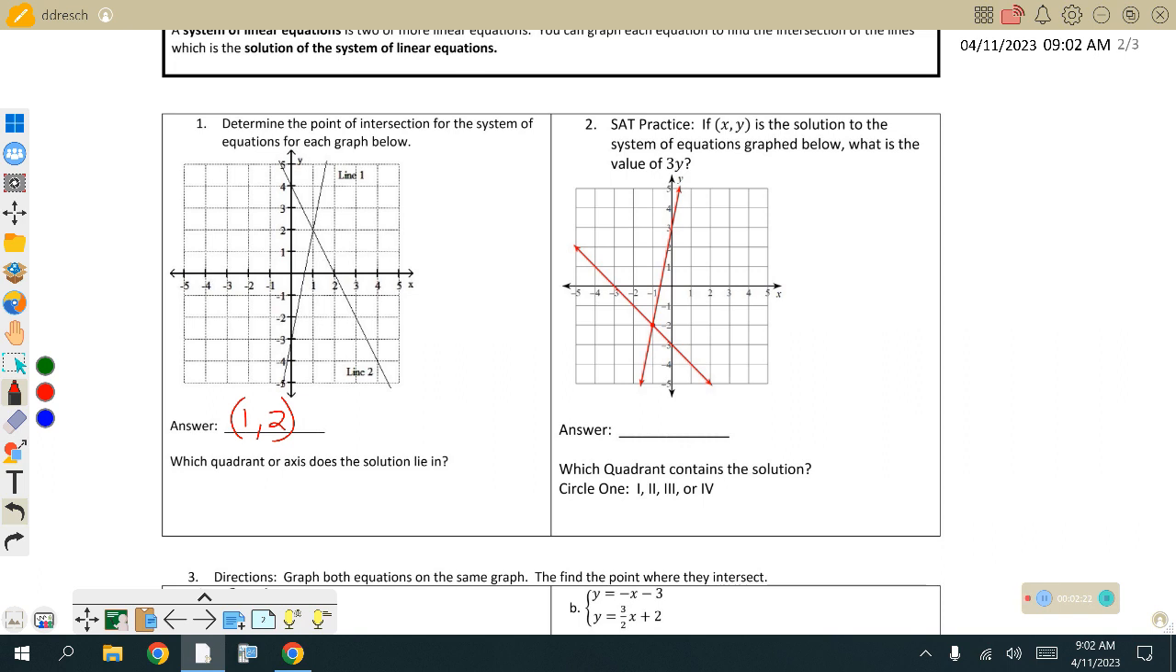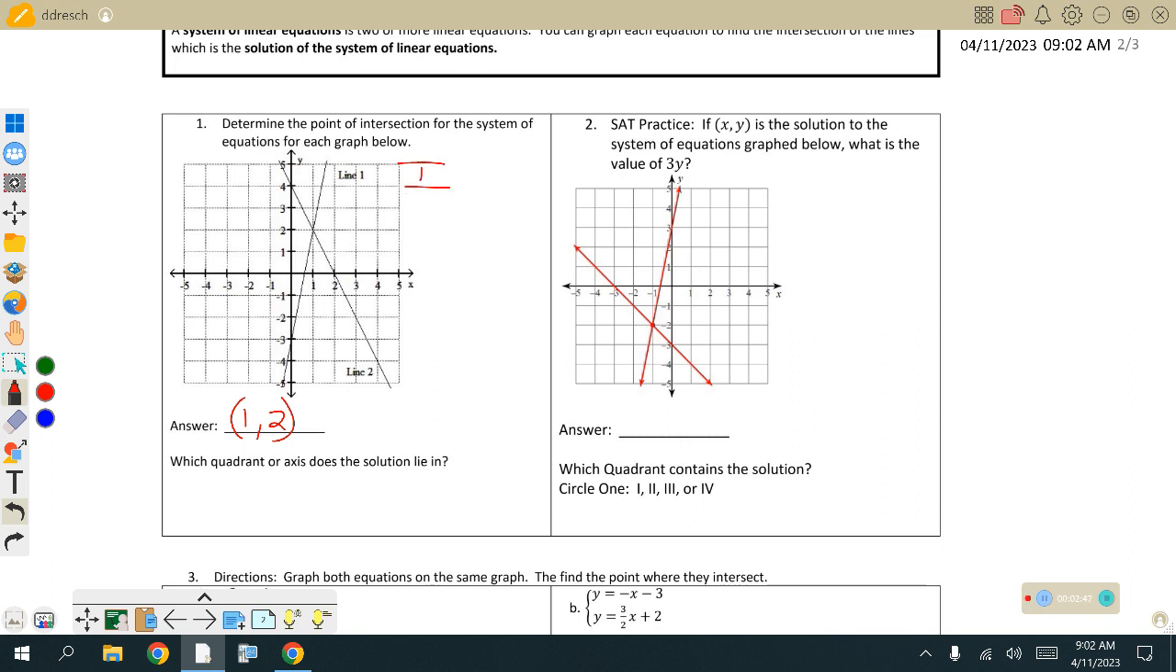Okay. Now, questions that the SAT likes to keep asking you are about knowing your quadrants, knowing your axes. So a follow-up question to that is, what quadrant are we located in? What's the solution located in? Quadrant what? 1. That is quadrant 1. Our quadrant 1 is up here in the top right, as we've talked about randomly throughout the school year.